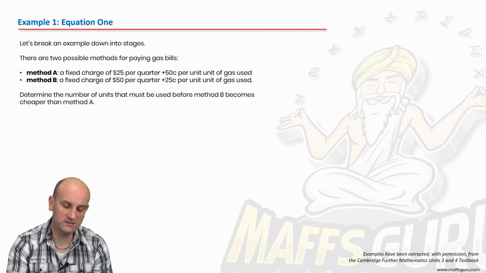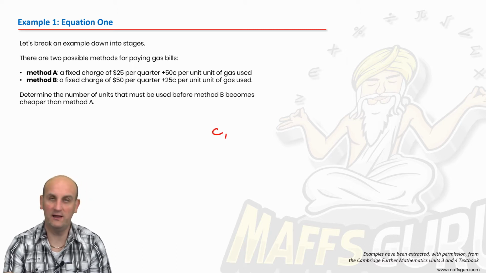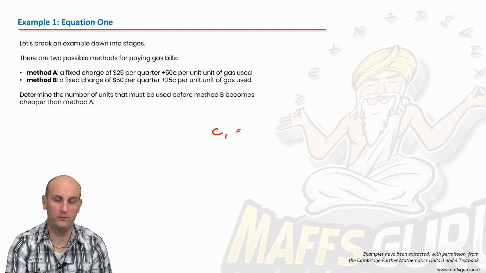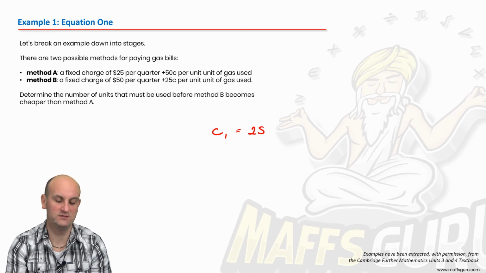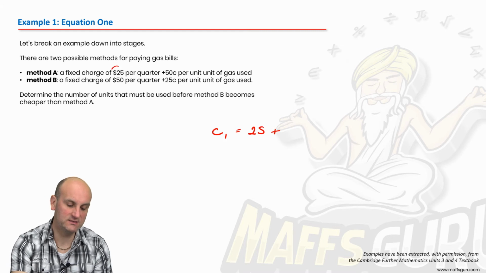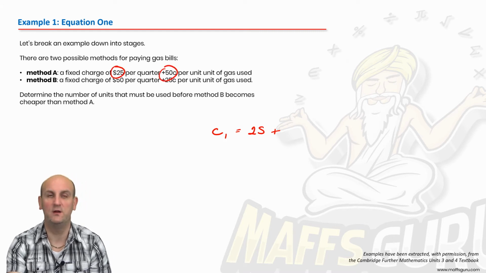So we know the cost of my gas, let's call it cost 1, is equal to, and we know that a fixed charge is a payment that I'm just going to have to pay, which is $25 plus 50 cents. Now, again, notice the difference here in units. One's in dollars, one's in cents.